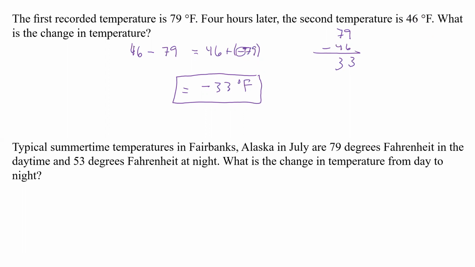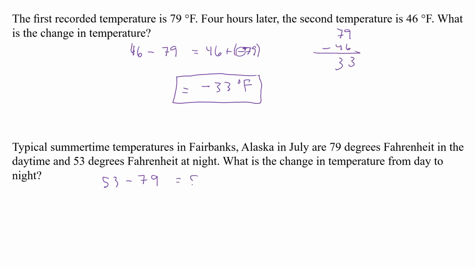All right, so this one says typical summertime temperatures in Fairbanks, Alaska in July are 79 degrees Fahrenheit in the day and 53 degrees Fahrenheit at night. What is the change in temperature from day to night? Okay, so going from day being the first to night being the second, we're going to take the night, 53, minus the day, which was 79.